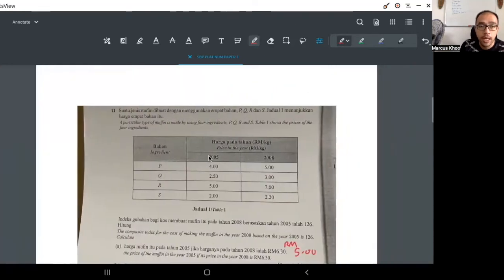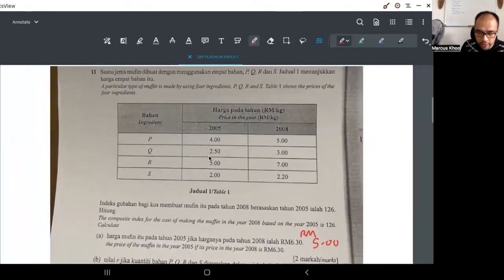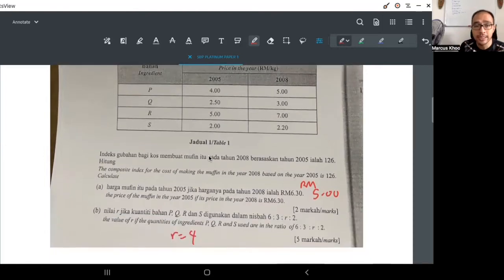Okay. All right, question number 11. A particular type of muffin is made by using 4 ingredients P, Q, R, S. So again, this is a strange type of question to appear here. It's supposed to appear at paper 2 only, but we don't know why. Table 1 shows the prices of the 4 ingredients. Okay, look at the price. This is price, not price index. So the composite index of making a muffin in the year 2008 based on 2005 is 126.